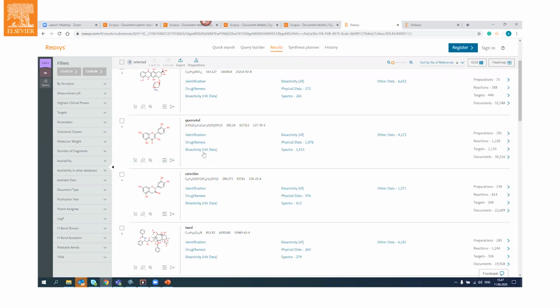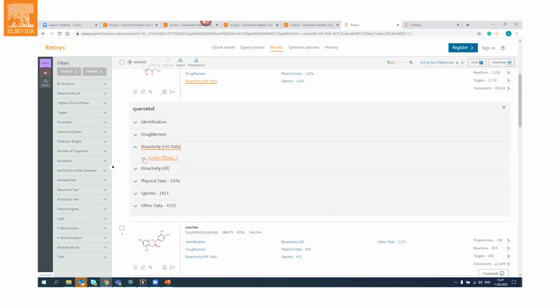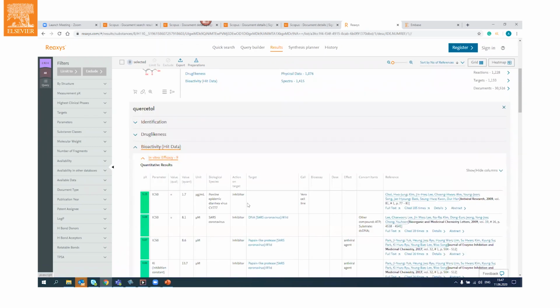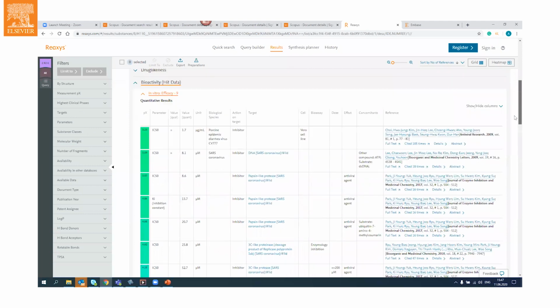What else is important? For example, let's go to the quercetin. If you go over there, you will see that it often happens that the units are really different in different papers. So for example, this author uses milligram per milliliter. This author uses micromole. And directly comparing this 1.7 and 8.1 is a little bit complicated.